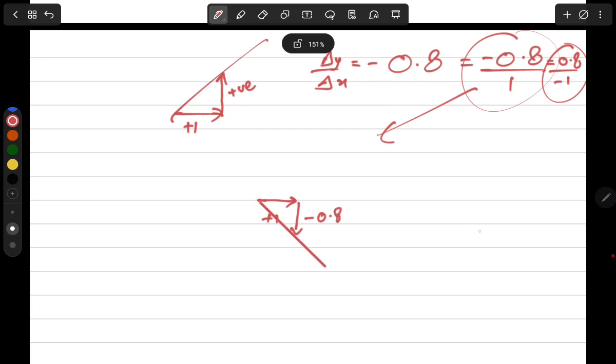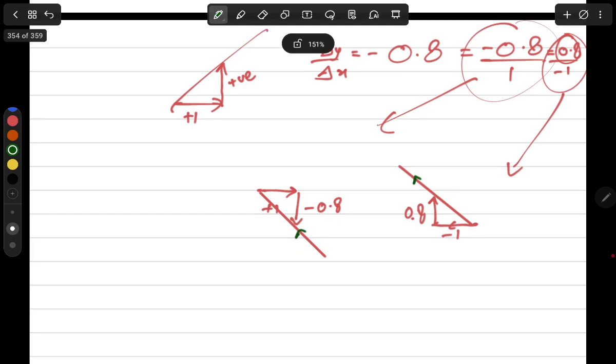Okay, and if it is a point, so from here you're moving, and this one is that you move negative 1 unit in the horizontal direction and then positive 0.8 unit in the vertical direction, right? So again the line is going to be like this. So this is one and the same thing. As you can see that they both are parallel to each other, right?